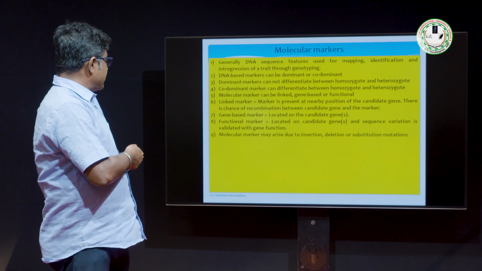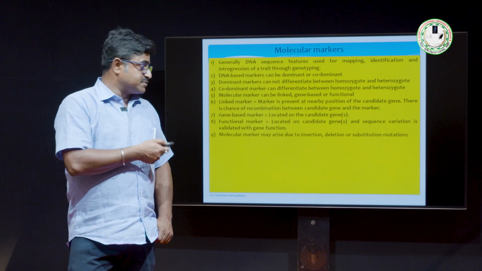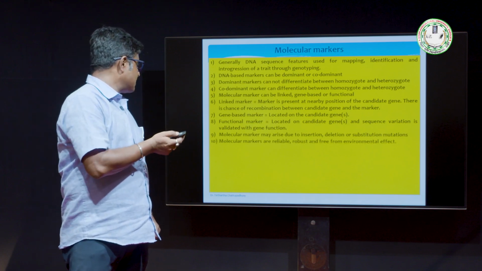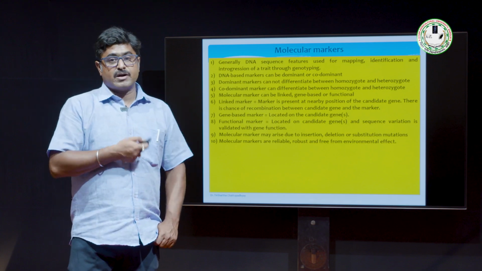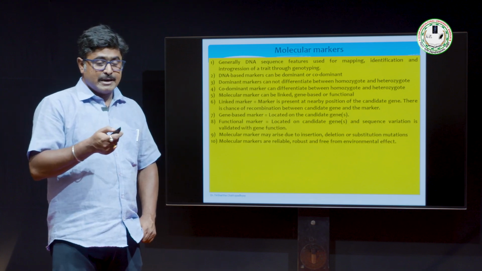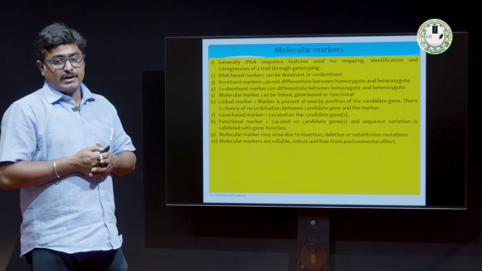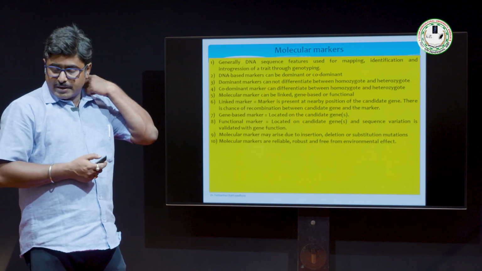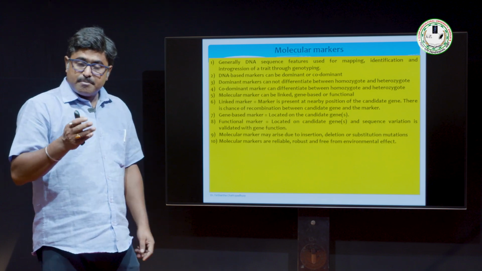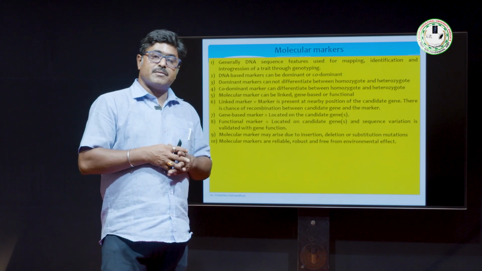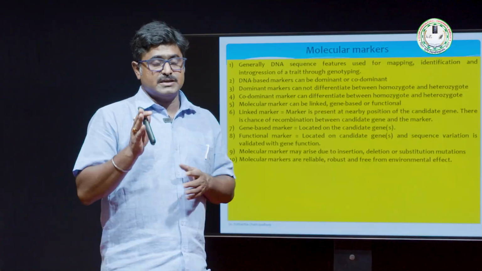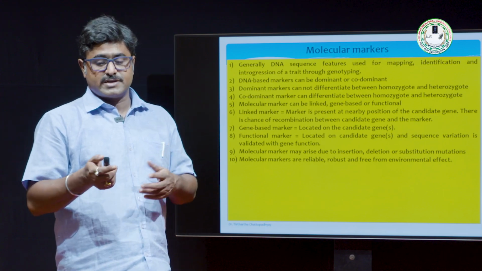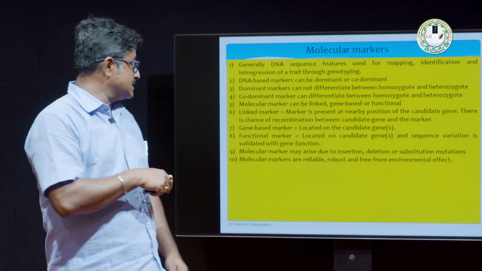So molecular markers may arise due to insertion, deletion or substitution mutations, as I have already mentioned. They are reliable, robust and free from environmental effect, that I was discussing, that if a particular trait or a particular disease requires a particular environment to occur, but if you are using a molecular marker, even in a non-favorable environment, you can say whether this particular genotype is going to be resistant or susceptible to a particular disease.